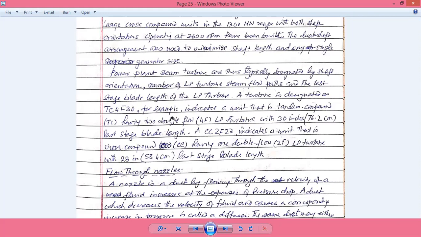A turbine is registered, for example, as TC4F30. This indicates a unit that is tandem compound, TC, having two double flow, 4F, LP turbines, and 30 inches, which is equal to 76.2 centimeters, the last stage single blade length.